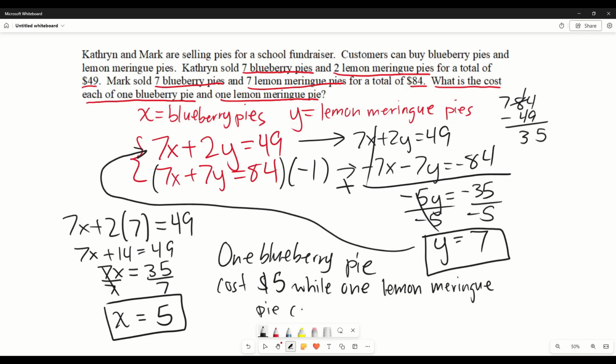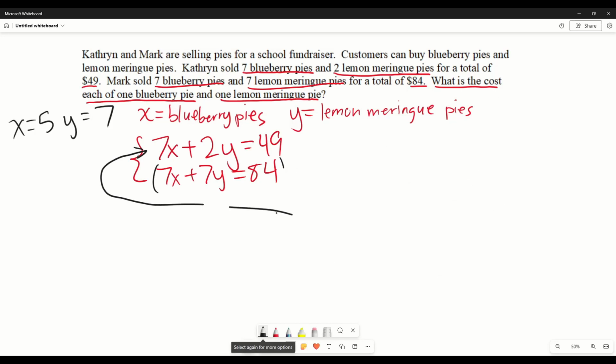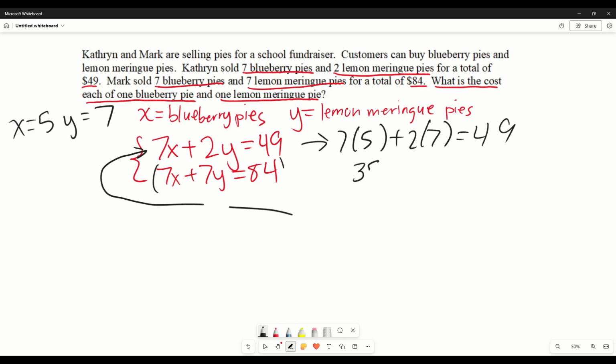In order to make sure you've done the math correctly, you can check your work by plugging in these values for x and y. We're going to plug them into both equations. 7 times 5 plus 2 times 7, does it equal 49? 7 times 5 is 35, plus 14 because 2 times 7 is 14. 35 plus 14 is 49. Yep, that's true. It works for the first equation.